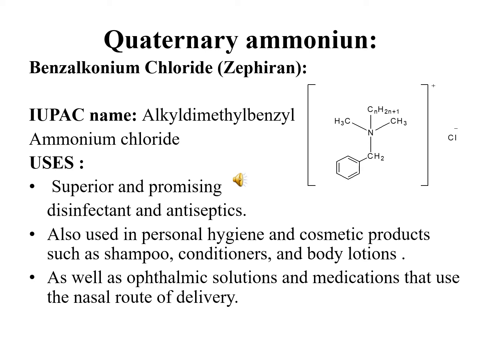So its uses, as we know, it is a very good, very promising disinfectant and antiseptic. It is used in personal hygiene and cosmetic products such as shampoo, conditioner and some body lotions, as well as in ophthalmic solutions and medication that uses the nasal route of delivery. Ophthalmic means related to the eye, and medications delivered through the nose sometimes also contain this Benzalkonium chloride.